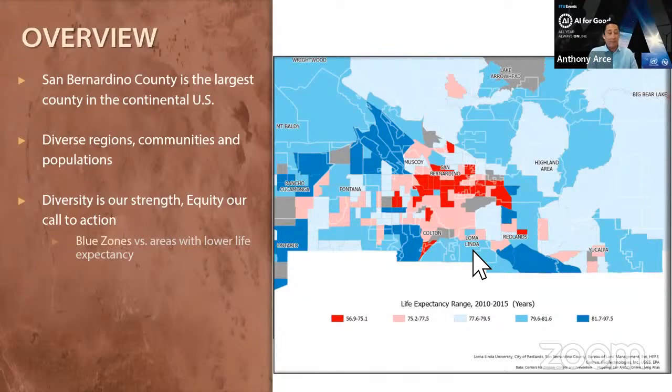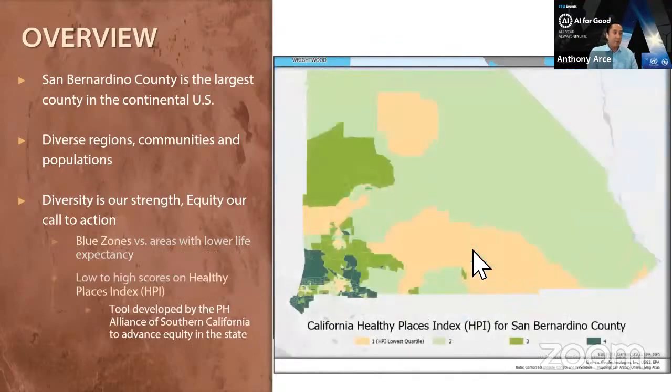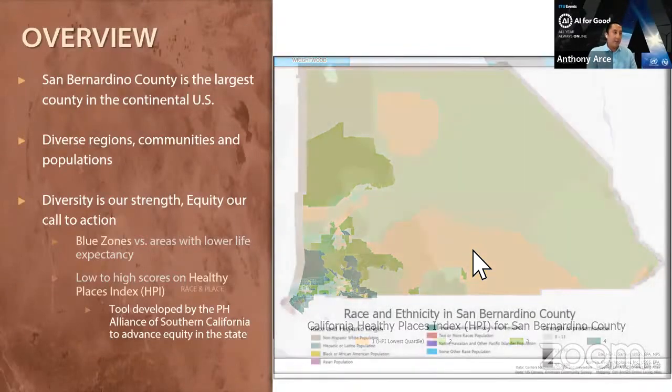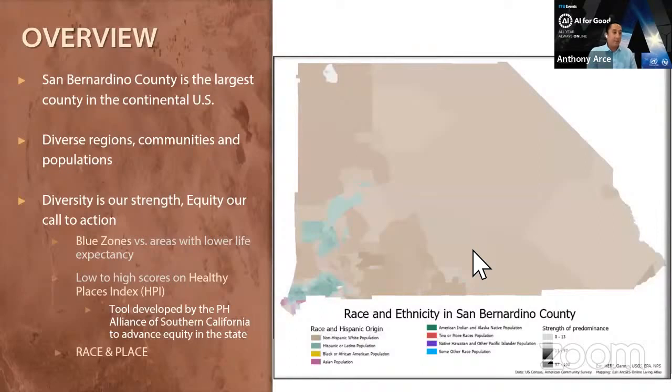So this is where we really want to look at equity and the importance of the social determinants of health, and how different factors, not just purely health outcomes, affect people's well-being, but also their access to economic opportunities, transportation, access to green spaces, and even environmental exposures. And this is where we like to look to the Healthy Places Index, or HPI. This is a tool that was developed by the Southern California Public Health Alliance, again, to advance equity in the state.